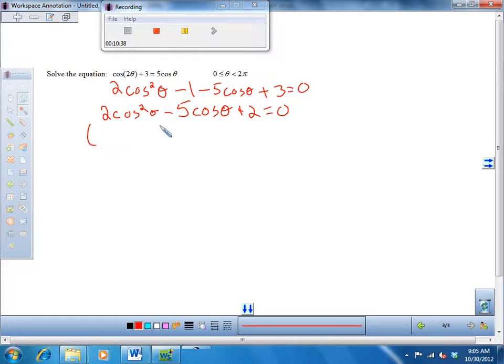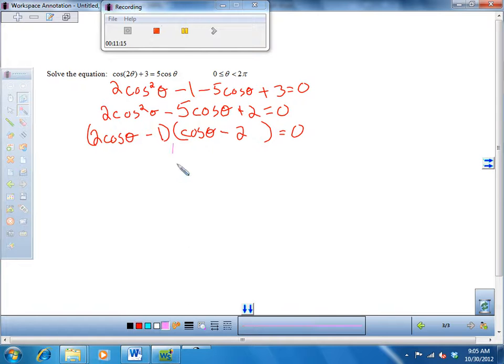And then I have to try to factor this. It's like 2x squared minus 5x, so I know that there has to be a 2 cosine theta here, and a cosine theta here. What goes here? Negative 2, because this has to be negative 5. So negative 2 times this will give you negative 5, and negative 1 times this will give you negative 4. So that makes my negative 1 and negative 2.